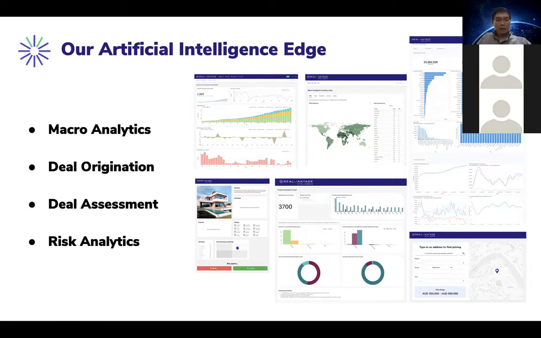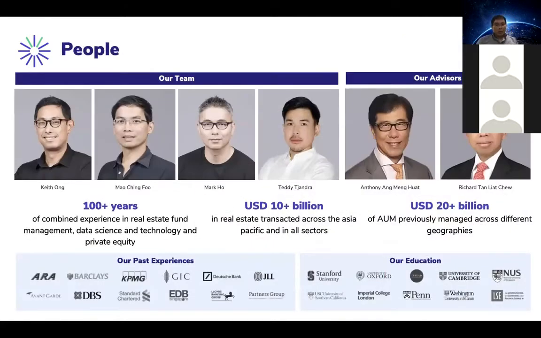To give an example, the AI system comprises the following components as listed here on the slide. It also seeks to give us answers to questions such as which markets have rents falling at a declining rate, and which markets are undersupplied compared to, let's say, the 10-year average. Now, the concept is only as good as the team behind it.